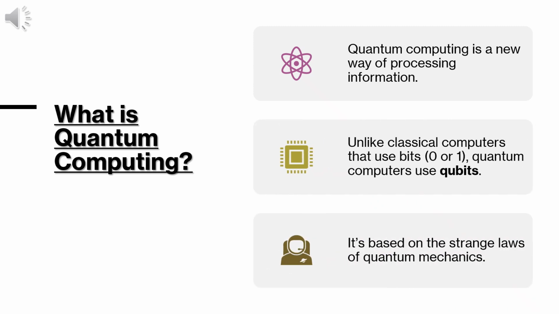Quantum computing is a completely different way of processing information. Regular computers, like your phone or laptop, use bits, which are like tiny switches that can be either on or off. That's 1 or 0. But quantum computers use qubits, which follow the strange rules of quantum physics. These rules allow qubits to be in more than one state at once. Because of this, quantum computers can process certain problems much faster than normal computers.